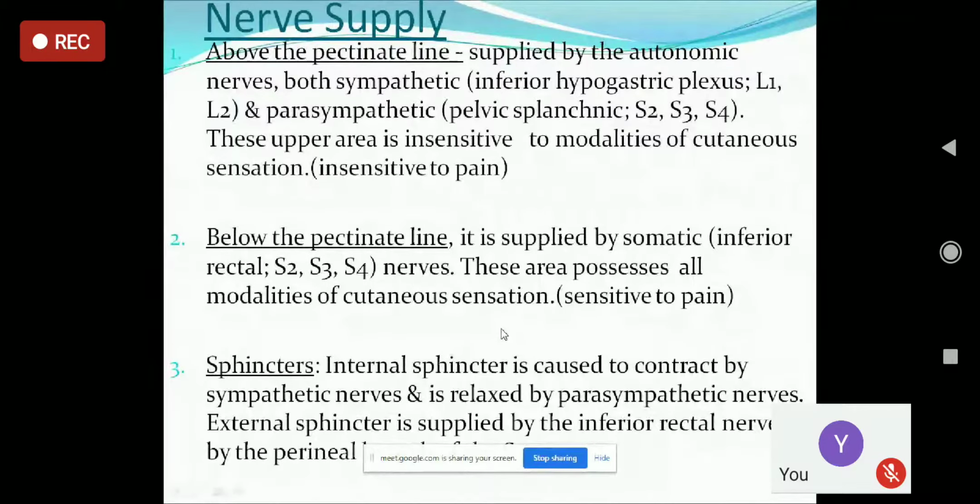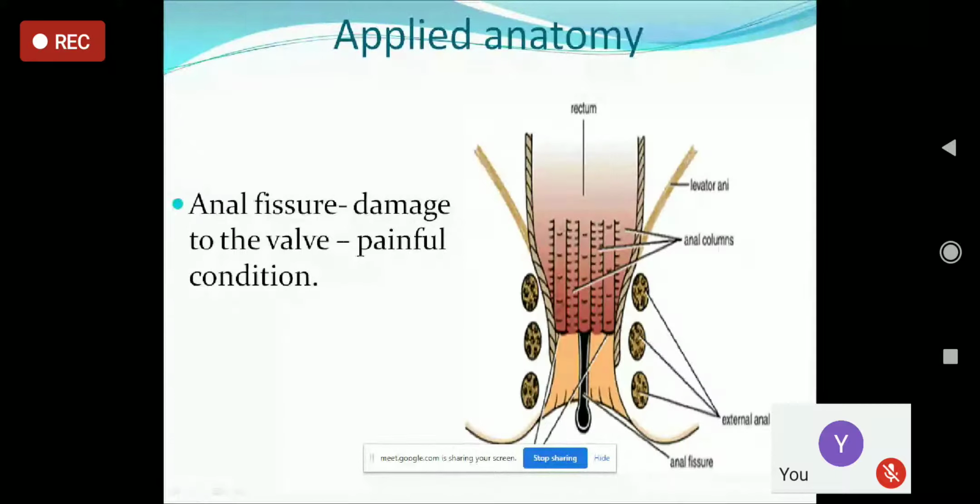So talking about the sphincter muscles, the internal sphincter is caused to contract by sympathetic nerves and relaxed by parasympathetic nerves, whereas the external sphincter is supplied by the inferior rectal nerve and perineal nerve. Okay, so this nerve supply is very, very, very important.